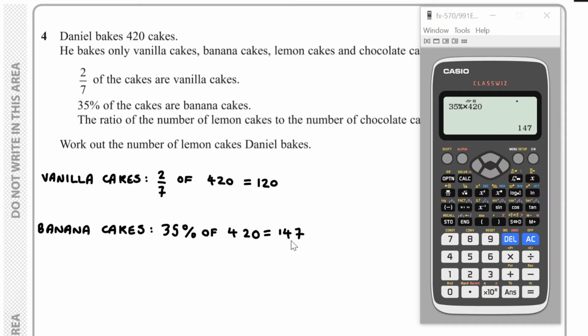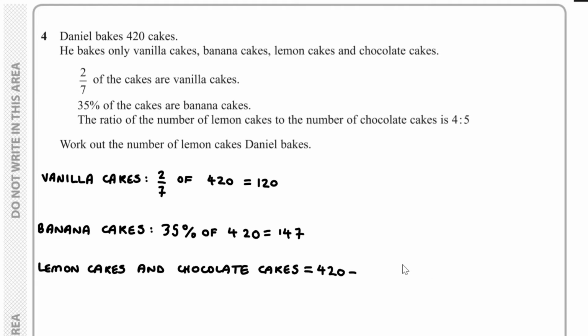With this, we can find out the number of lemon and chocolate cakes. So the total number of lemon cakes and chocolate cakes, well, we've got 420, the total amount of cakes. Take away the number of vanilla cakes, which is 120. Take away the number of banana cakes, which is 147. So it turns out we get 153. So we have 153 lemon and chocolate cakes.